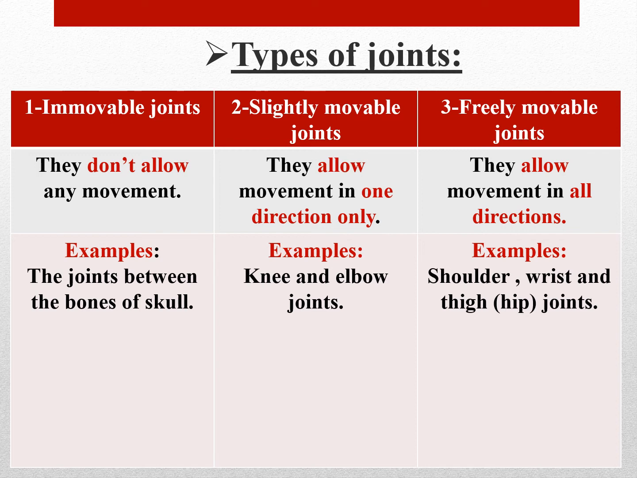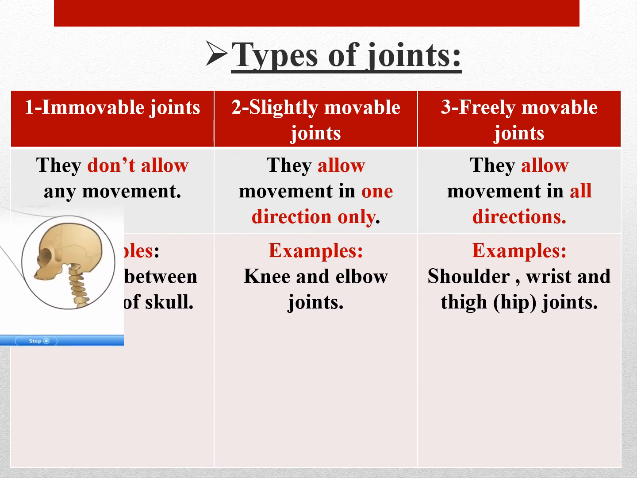Number 2, slightly movable joints. They are joints that allow movement in one direction only. Like what? Knee and elbow joints. Okay, number 3, freely movable joints. They allow movement in all directions. Like what? Like shoulder, wrist, hip joints.